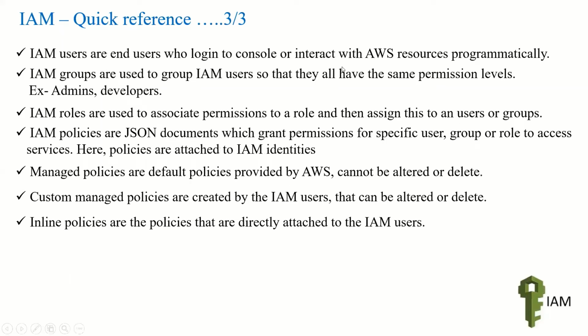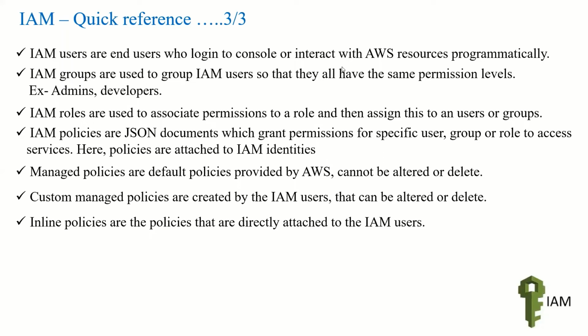IAM users are end users who log into the console or interact with AWS resources programmatically. IAM groups are used to group IAM users so that they all have the same permission levels. In our lab exercise, we have created an admin group, level 1 user group, and developers group, right? The same thing. So any user who belongs to that group will enjoy all the policies or the permissions that are assigned to that particular group.